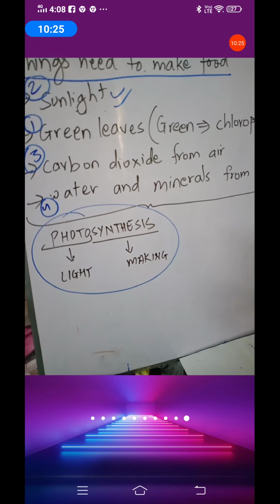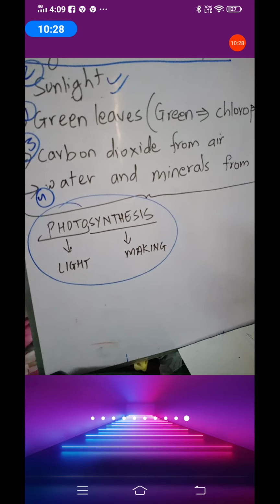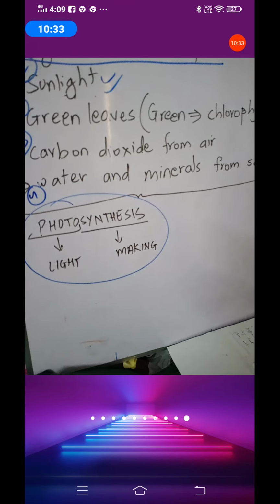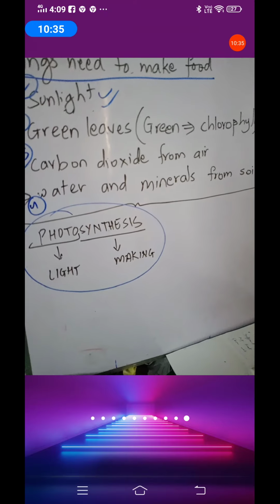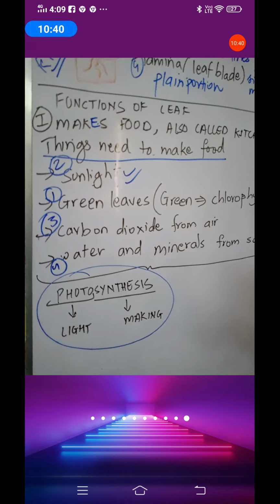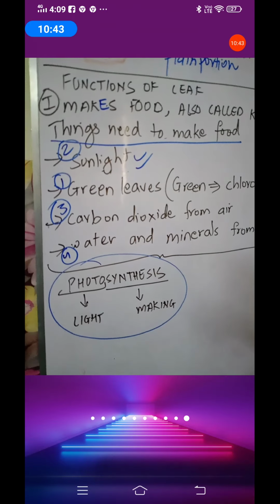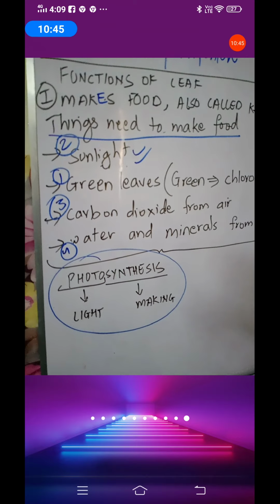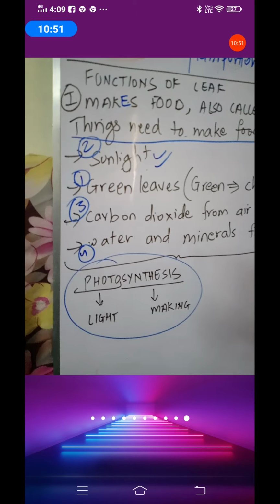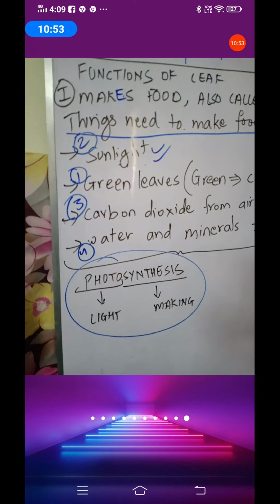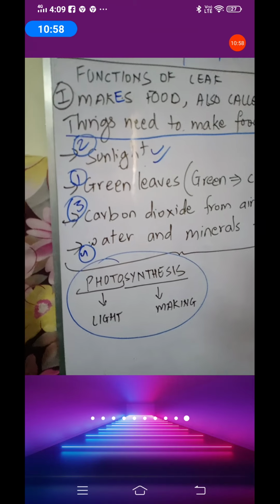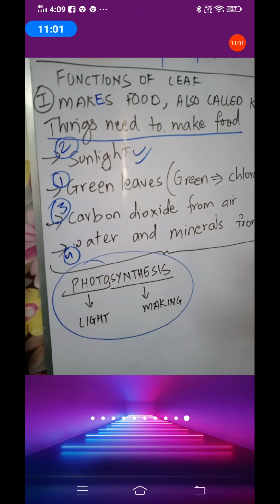What is the meaning of photo? Photo means light, synthesis means making. Photo means light and synthesis means making, the process of making food. Now again I want to take you through this. There are a lot of functions of the leaves. We will be looking at them in the next class. In this class, I am only going to teach you the first and the main function. The leaf is used in making food for the plant. And that is why green leaves are called the kitchen of the plant.